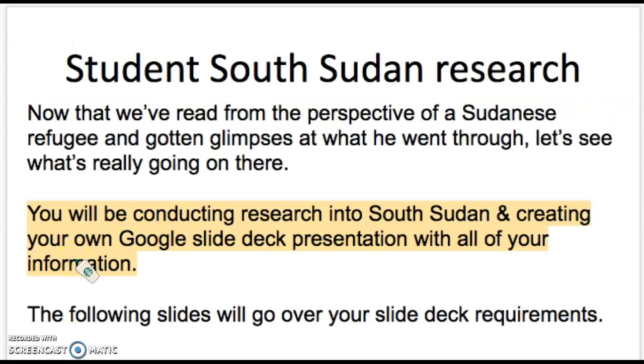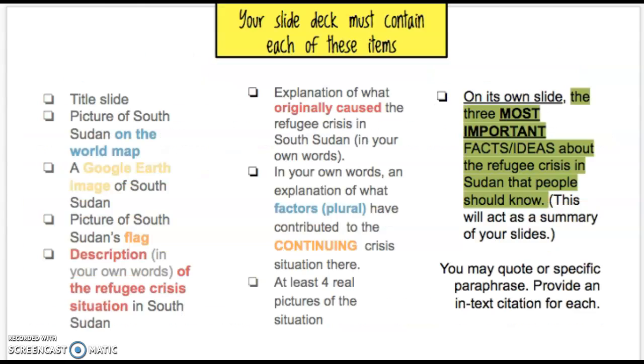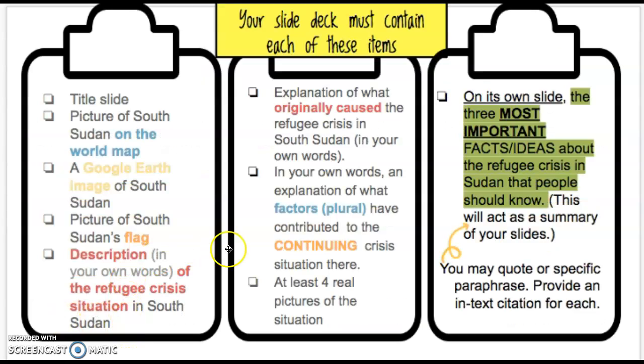So here's how it's going to work. You are going to be conducting research, and the end product is you are going to make a slide deck, like the ones I put out for you guys all the time. That's a slide deck that's presenting the information that you learn. So this slide has all of the things that you're going to need in your slide deck on it.